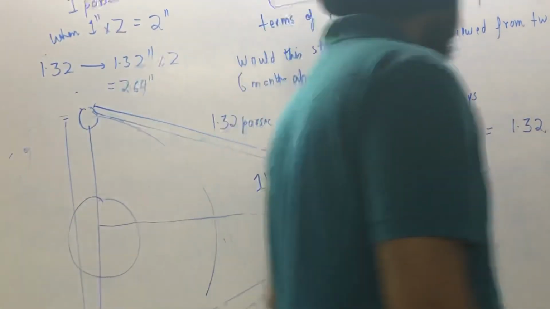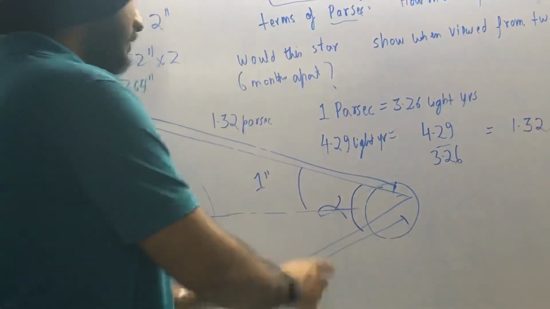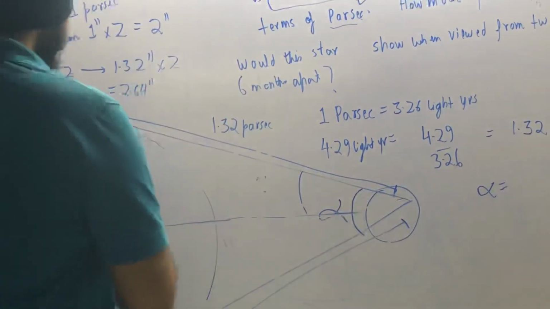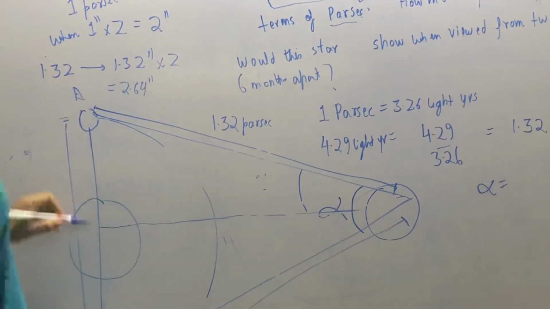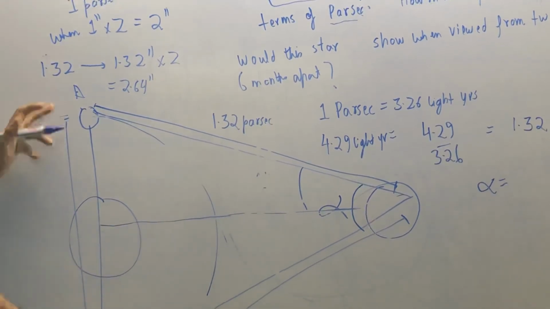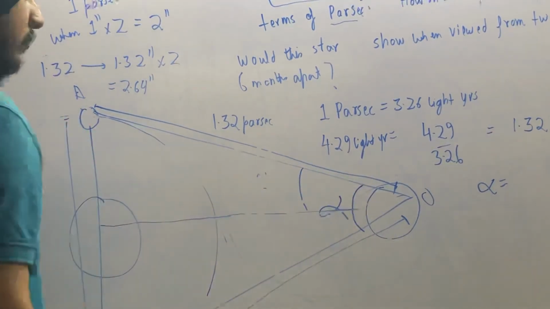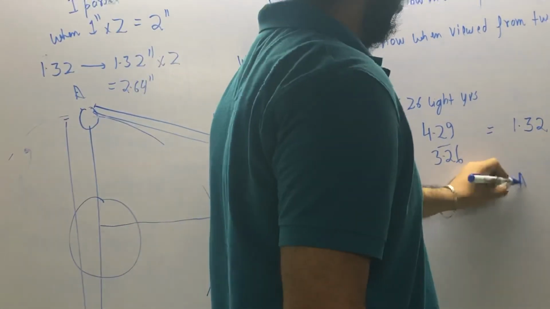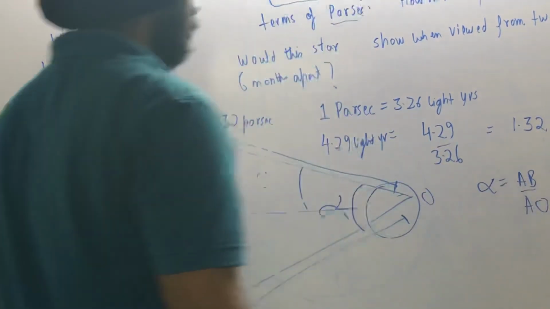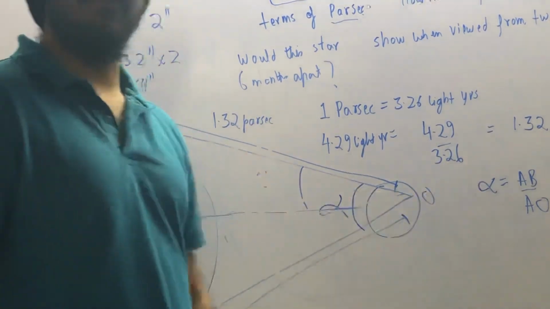So for their convenience, I will show another method. Just use the conventional method. You know this alpha. This alpha is equal to this distance, say AB, upon, say this as O, AO. So AB upon AO is the value of alpha. So we have to find out this alpha only.